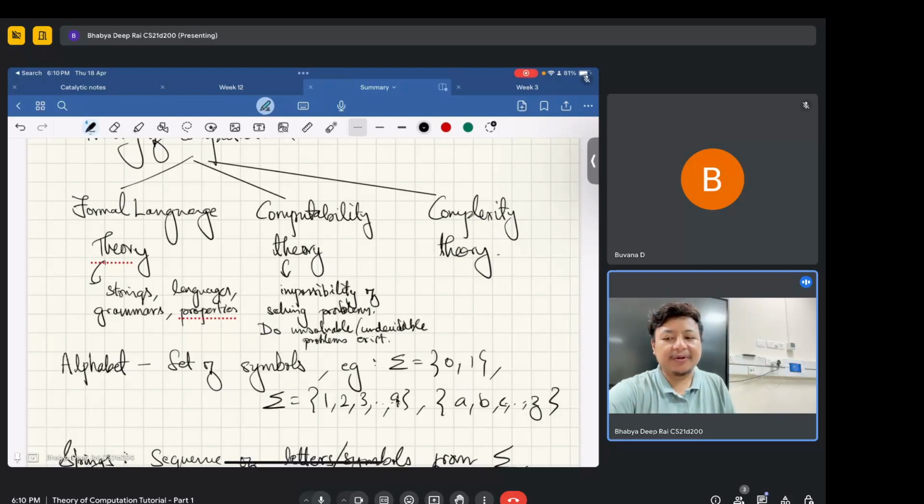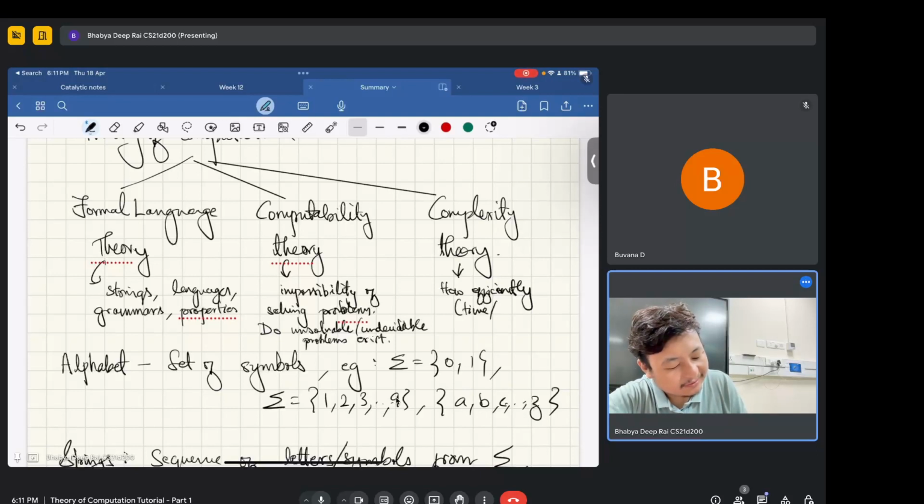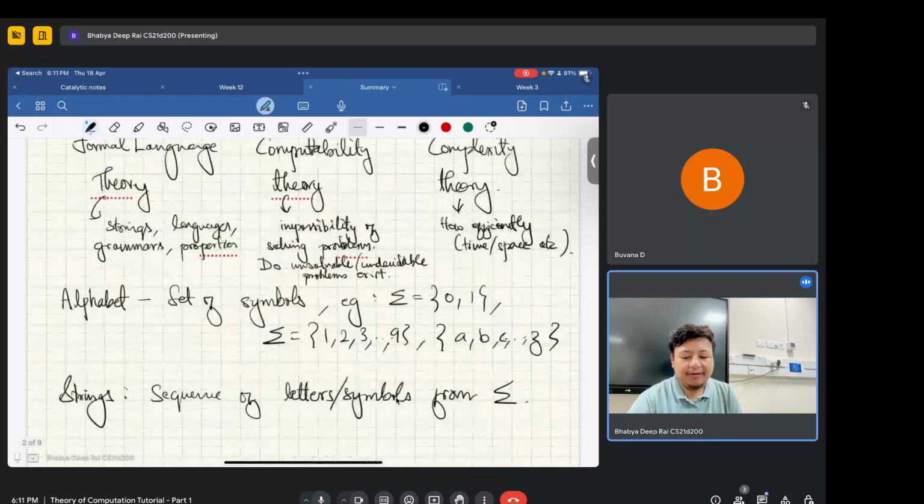This is what computability theory talks about. Complexity theory says, okay, fine, we know how to solve problems. We know that a particular problem is decidable, that is, it can be solved, and asks how efficiently we can solve it, in terms of, say, time, space, etc. Okay, so we'll look at the first one.